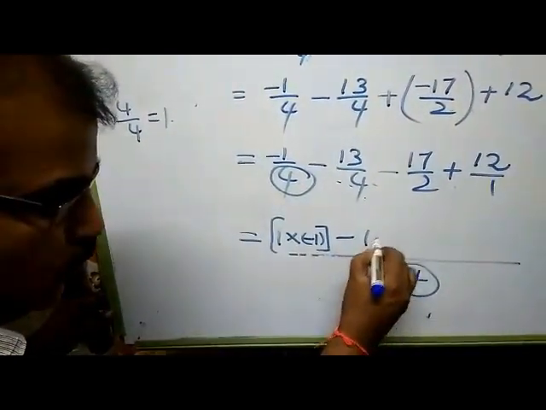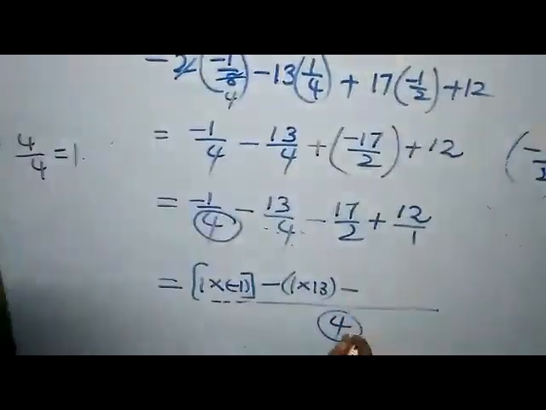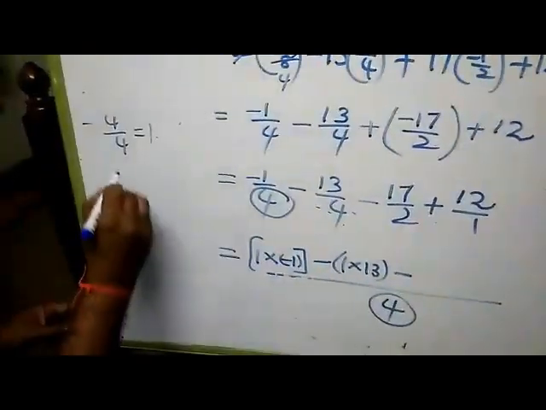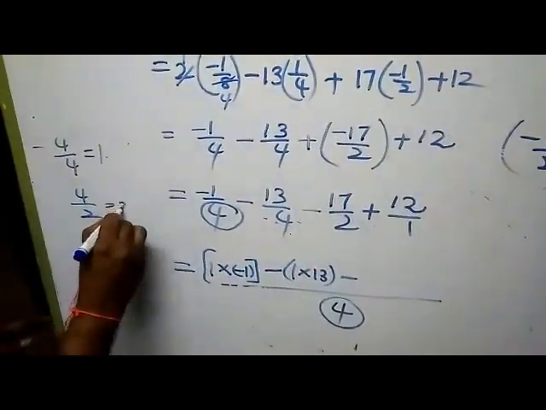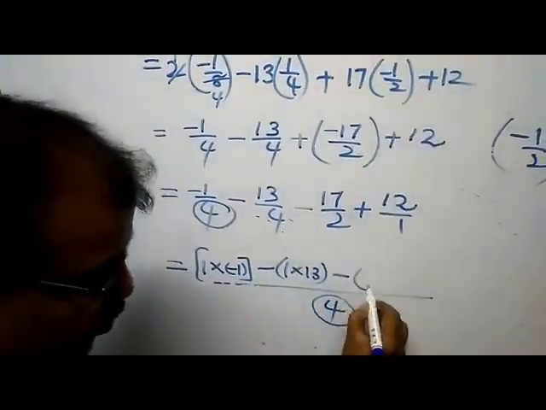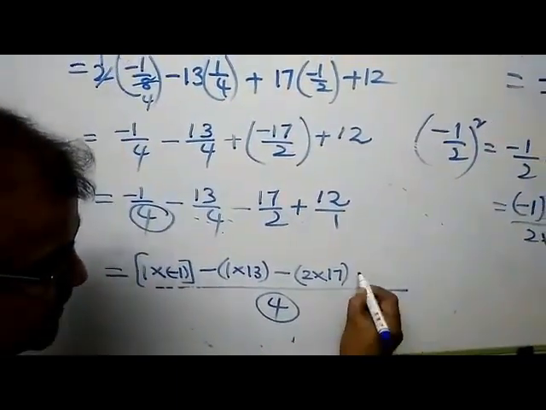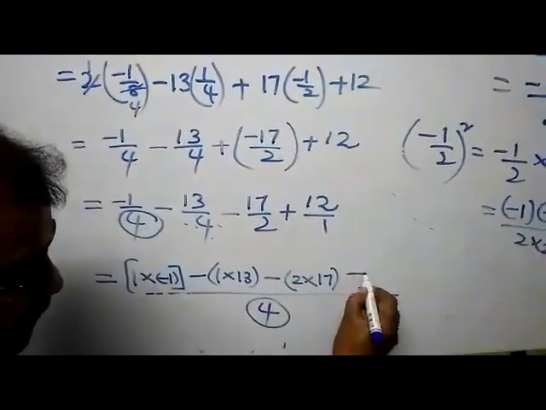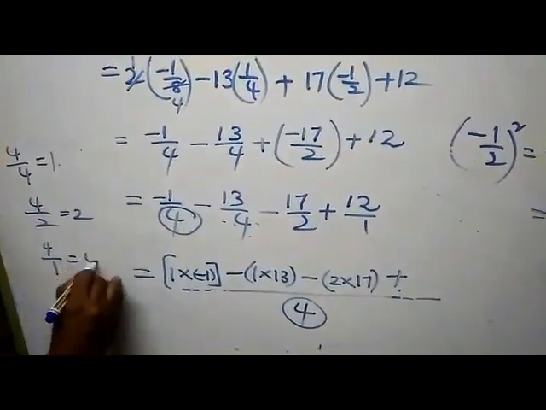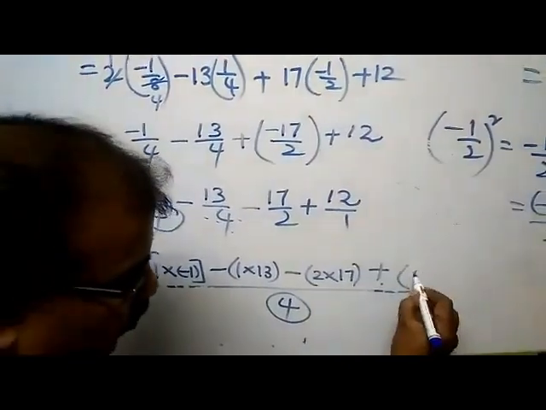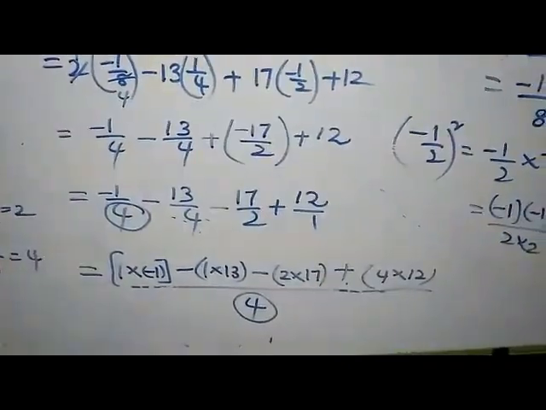This one into 13 minus 4 by 2. 4 divided by 2 is equal to 2. That 2 into this 17, plus 4 by this 4 by 1. 4 by 1 is equal to 4. This 4 into 12.